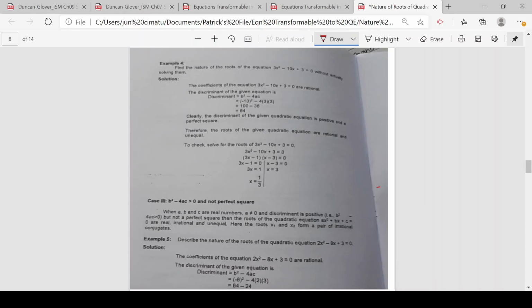So, ito na naman. Ano si A dito? A dito ay 3. Si B ay negative 10. Si C ay negative 3. Ano ang discriminant? Discriminant is 64. Perfect square ba to? Square root natin. So, square root ng 64 is 8. So, ano ngayon ang x?